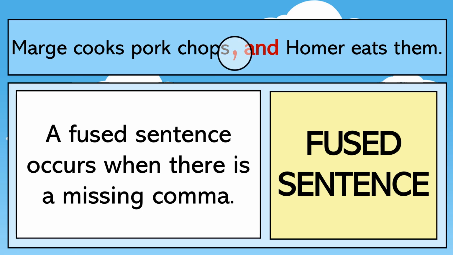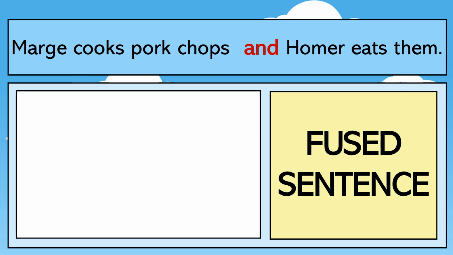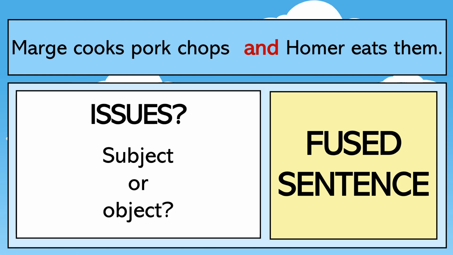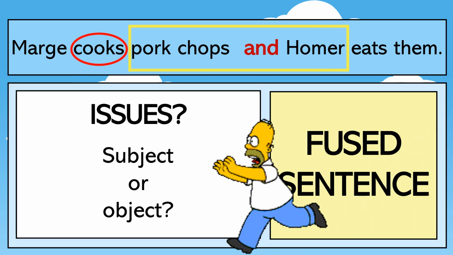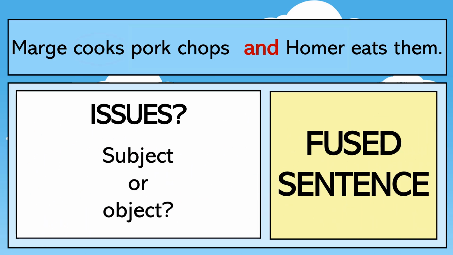So here we have the comma introducing the conjunction. If we remove it, the issue is the reader will not understand where the subject or object are. Initially, Homer was the subject of his own clause. He ate the pork chops. But when we remove that comma, it might look as though he is part of the object of the previous sentence. Now, in this case, we have Marge cooks pork chops, but it might now look like Marge cooks pork chops and Homer. And I don't know if Homer's going to like that very much.